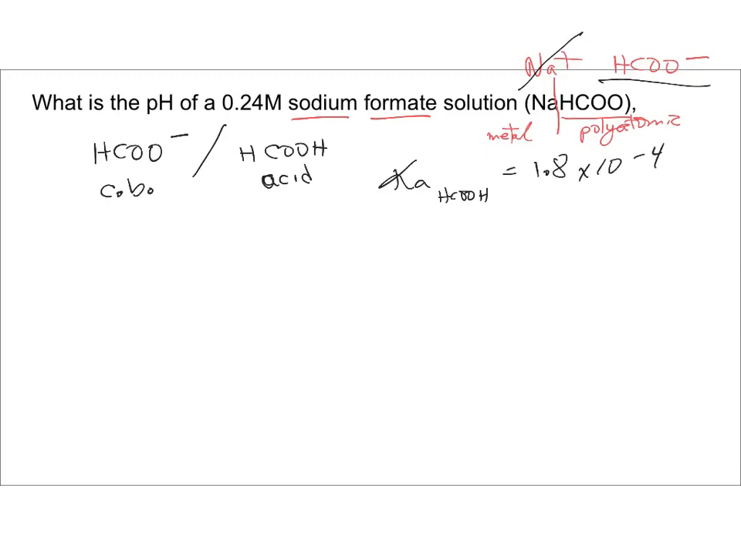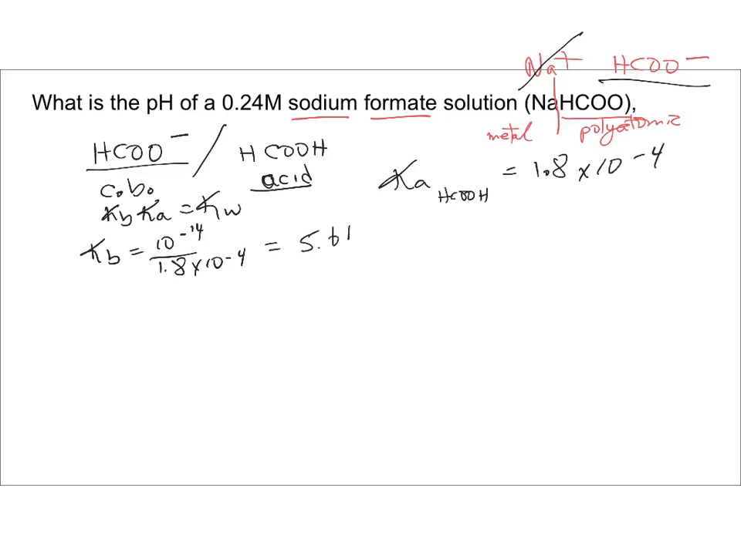So we know this is a conjugate pair. We know that this Kb multiplied by that Ka is equal to Kw, so the Kb for our formate is 10 to the minus 14 over 1.8 times 10 to the minus 4, and that is equal to 5.61 times 10 to the minus 11.